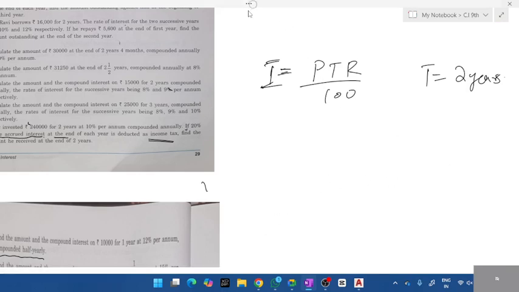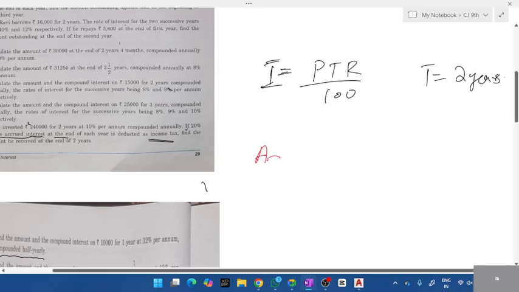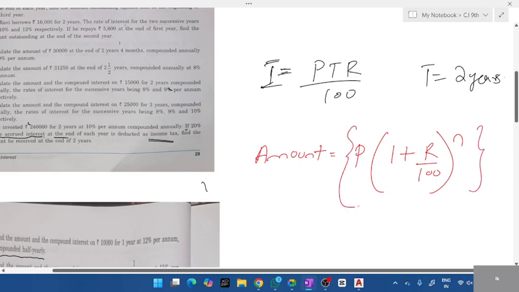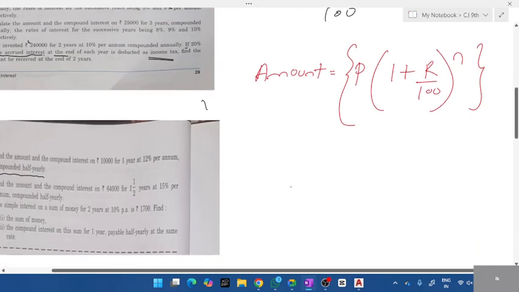The formula is for amount. You can directly find the amount, students. You don't have to find interest in between. The formula is principal into 1 plus r divided by 100 to the whole power n. This is the formula. It is a direct formula to find the amount for a number of years.